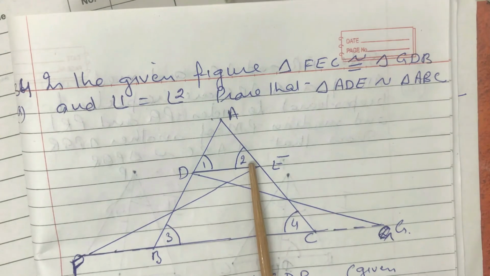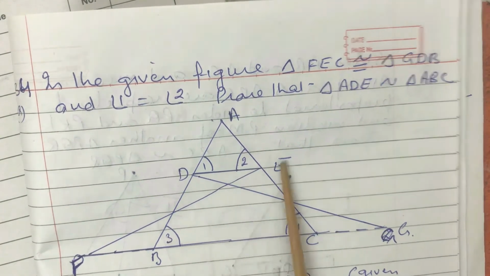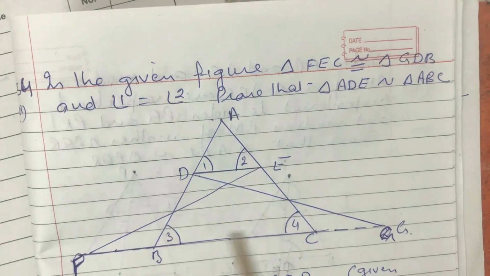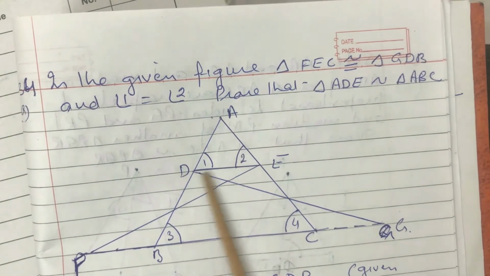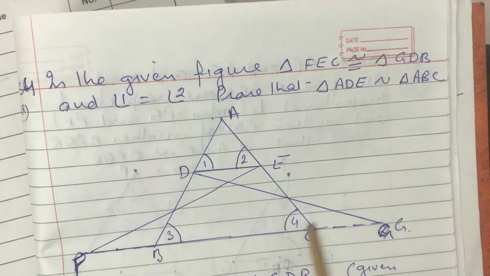This is given to us. Moreover, this triangle and this triangle are congruent, and this is given to us. I am to prove ADE is similar to triangle ABC.